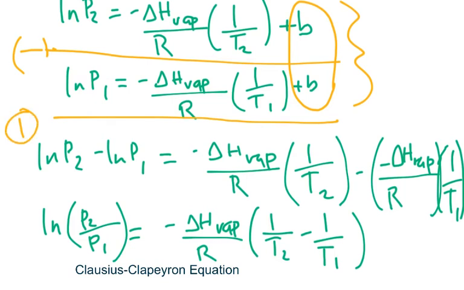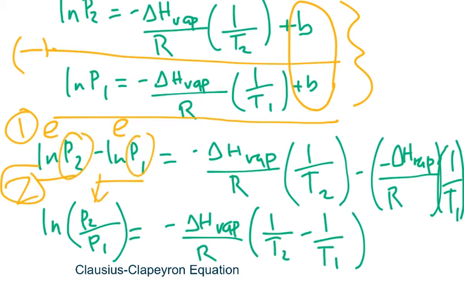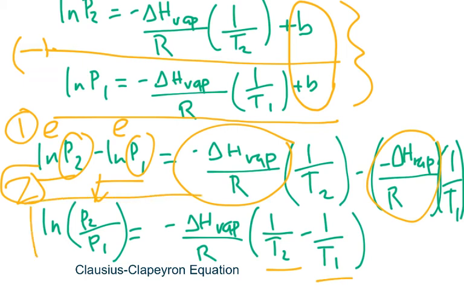Then we go down and we simplify it, and the rules of logarithms state that when you subtract two logs with the same base, both of these have the base e, then you could divide the two numbers. So ln P2 minus ln P1 is equal to ln of P2 over P1. This is just a rule. Now, on the other side, I simply factored out negative delta H of vap over R from both sides, and I was left with 1 over T2 minus 1 over T1. And this equation over here has a very special name.